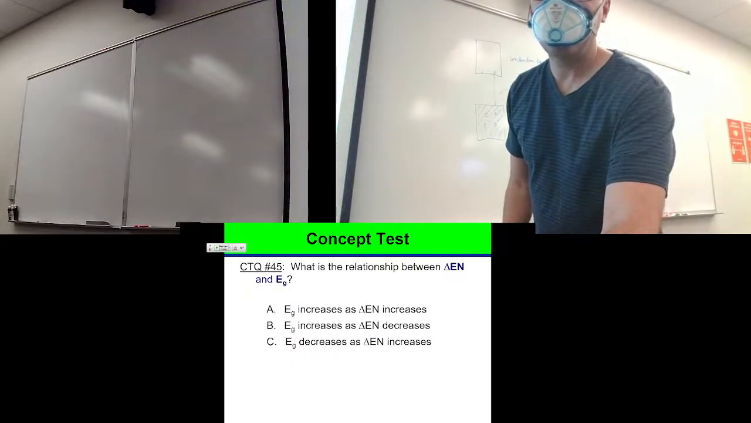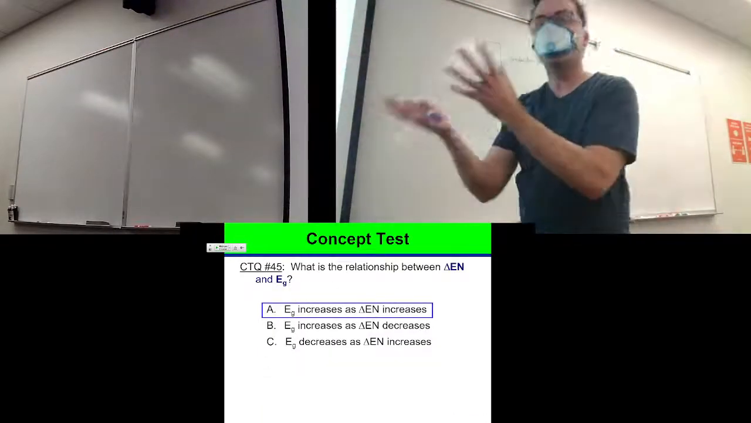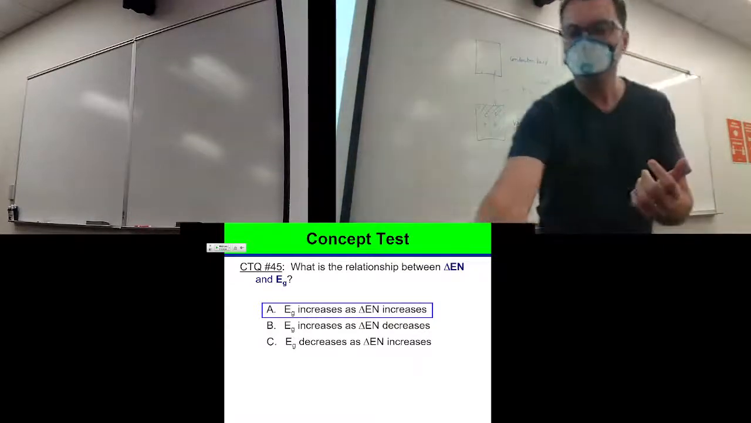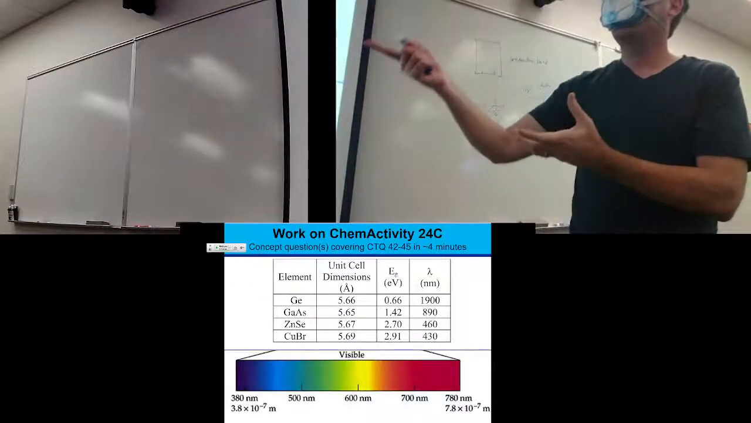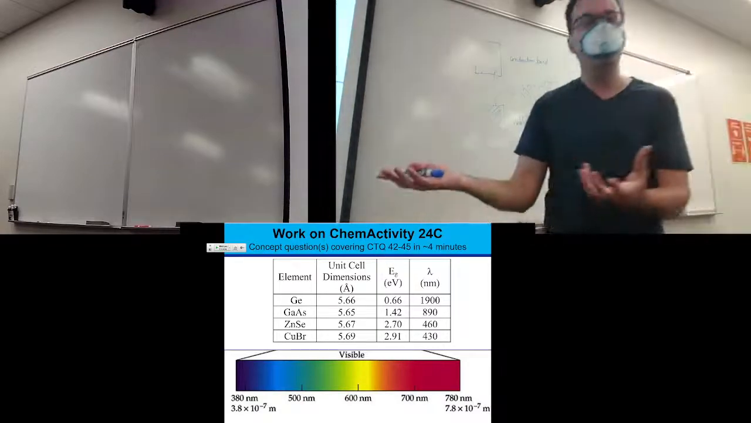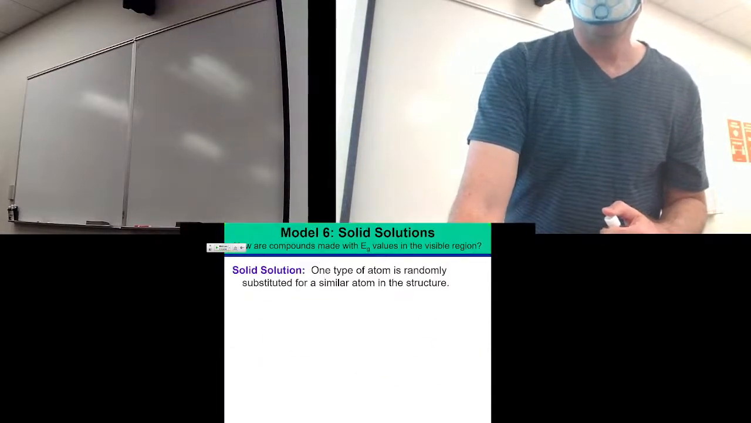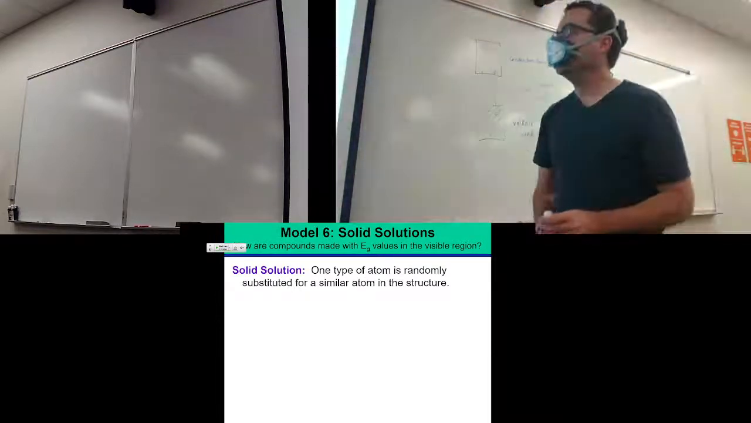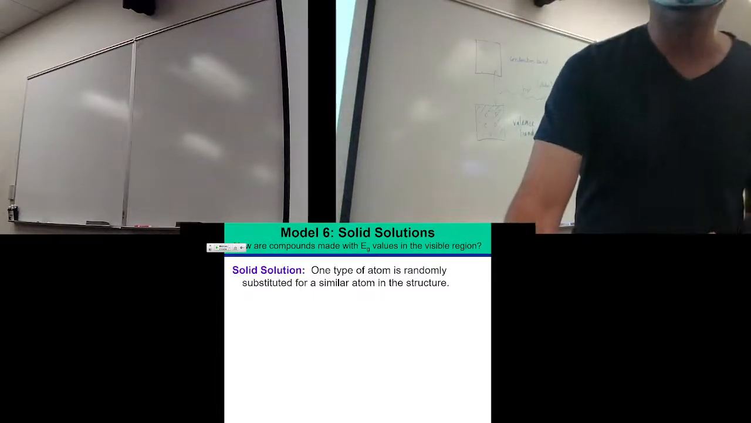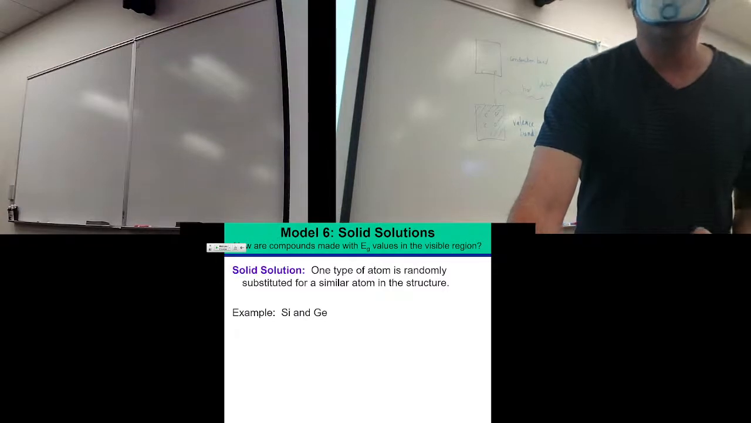Well, I could start to play with other combinations of atoms. Instead of gallium and arsenic, I could maybe use gallium and phosphorus, or gallium and nitrogen. But an even better idea is a solid solution, because we're not dealing with an ionic compound.